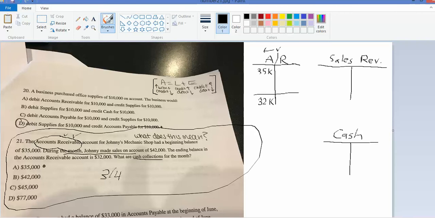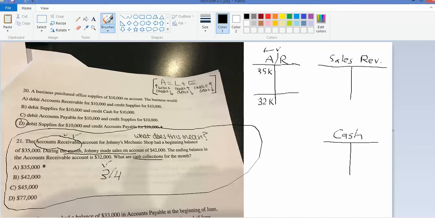Then it says, during the month, Johnny made sales on account of 42,000. So now you're wondering, does 42,000 go here on the left-hand side, or here on the right-hand side? This is the last thing we're given. Remember I said we're given three, and we have to solve for the fourth. So ask yourself, okay, sales on account. Anytime you see on account, if it's a sale, it's sales on accounts receivable. If you're paying, it's paid on accounts payable. But a lot of times it'll just say on account.